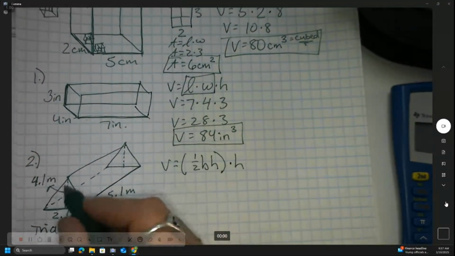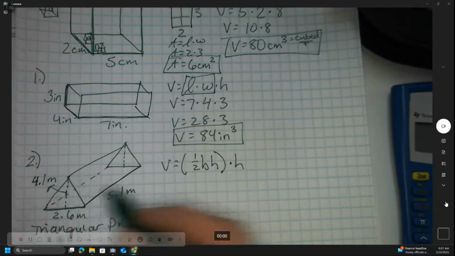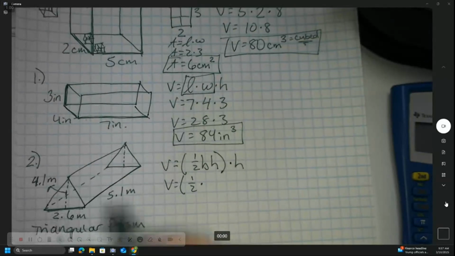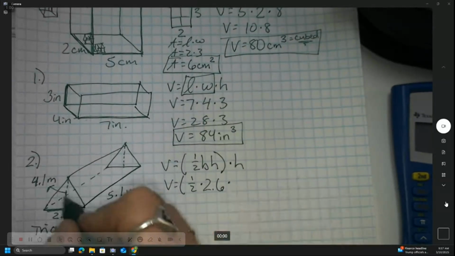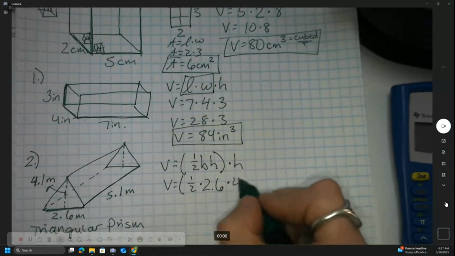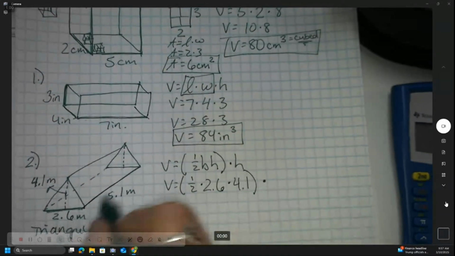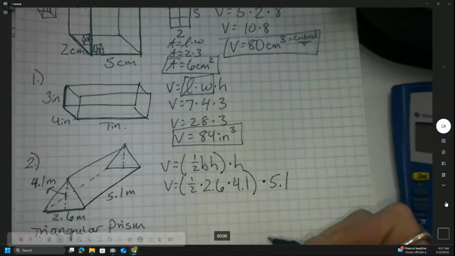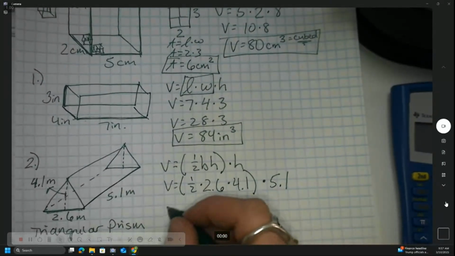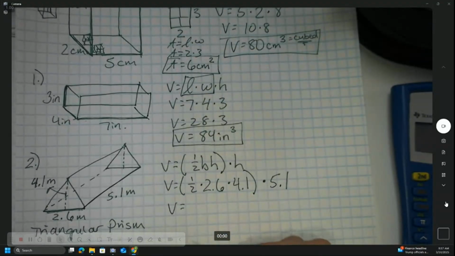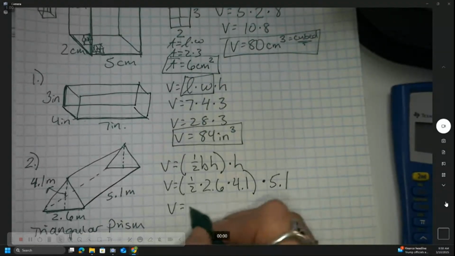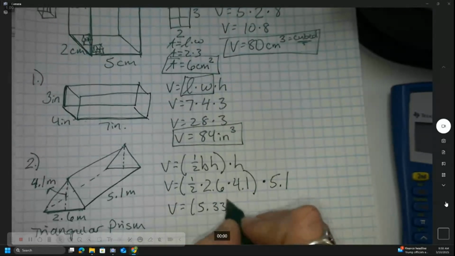So let's go ahead and solve for what's the area of just the triangle. So 1/2 times the base, which is 2.6 or 2 6/10, times the height of that triangle, which is 4 1/10, times the height of the whole prism, 5 1/10. So that's what we plug into our formula using substitution. Let's go ahead and solve. Once you plug this in your calculator, order doesn't matter. 0.5, which is half, times 2.6 times 4.1, you'll get 5 33/100.